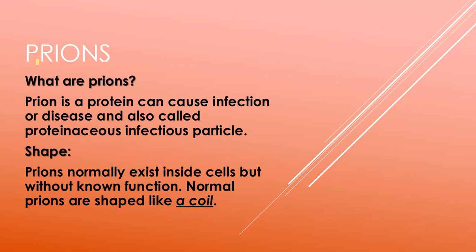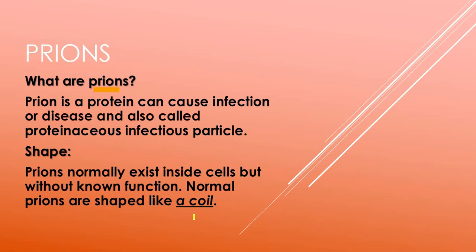Okay, let's talk about prions. Prions are a unique case of disease also, but not the same as viruses. Prions are normal proteins that exist normally inside the cells of humans, but in some cases these prions can have certain mutations that cause serious diseases. So when we say proteinaceous infectious particle, this refers to prions. Prions are proteinaceous infectious particles.